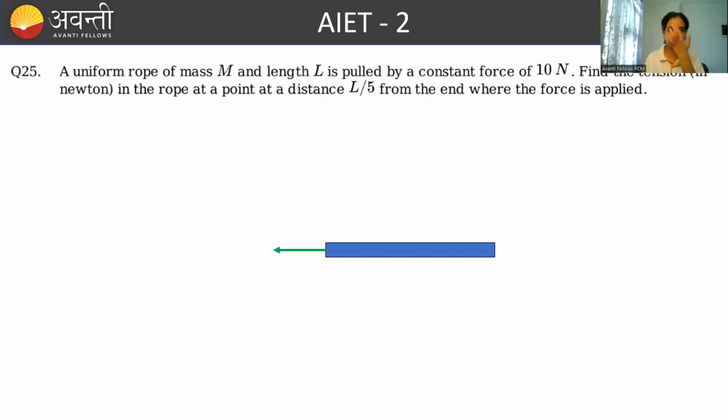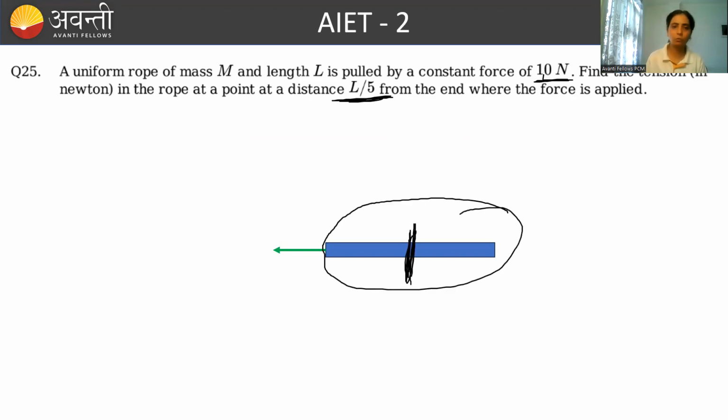नाउ लेट्स हैव अ लुक एट दिस क्वेश्चन. There is a uniform rope of mass m and length L and that is pulled by a constant force of 10 Newton. Find tension in the rope at a point L/5. तो यहाँ पे कहीं मुझे टेंशन निकालना. How will we do that? तो सिंपल है यार, इसको एक तुम सिस्टम की तरह पहले असयूम करो.